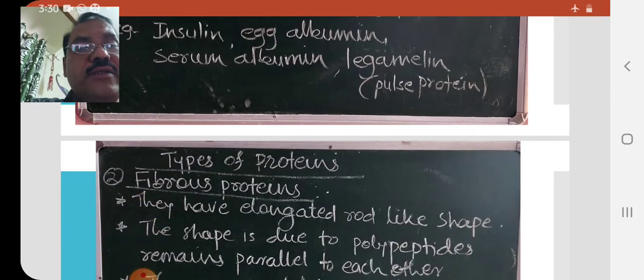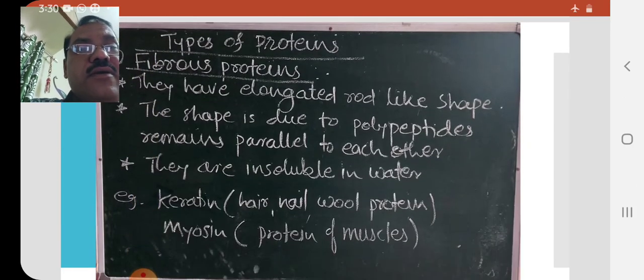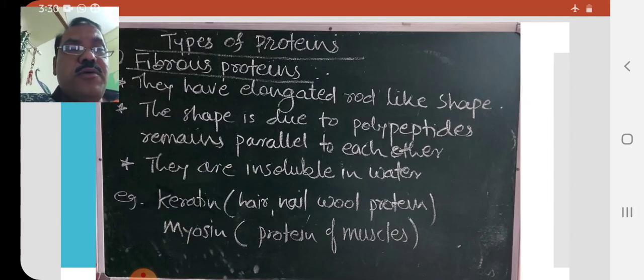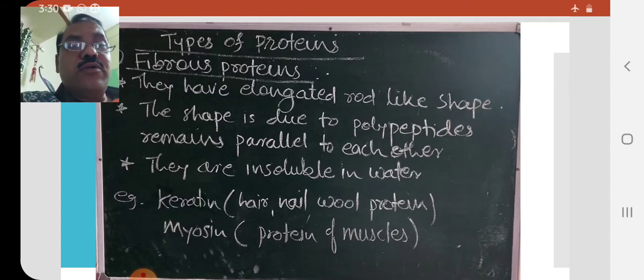The second type of protein is fibrous protein. Fibrous means they have a fiber-like structure. They have an elongated rod-like structure. The shape of this protein is due to polypeptides remaining parallel to each other. Two polypeptide chains remain parallel to each other, and they form a ladder-like structure by using hydrogen bonds, and therefore they are like a fiber. They never get coiled up. Therefore they are not spherical in shape, but in a fiber shape. They are insoluble in water.